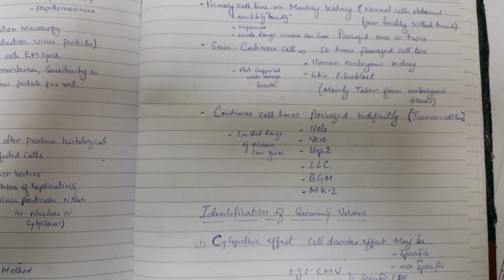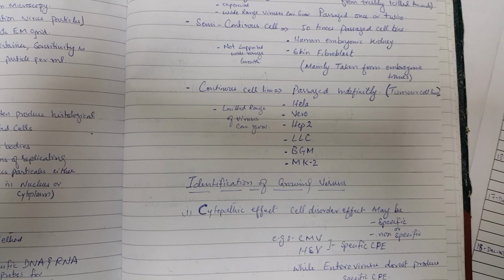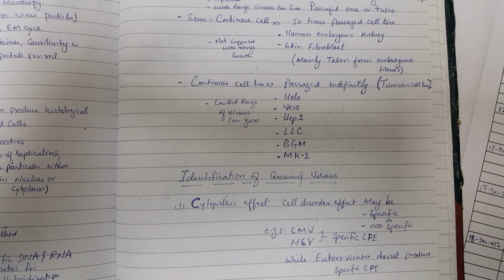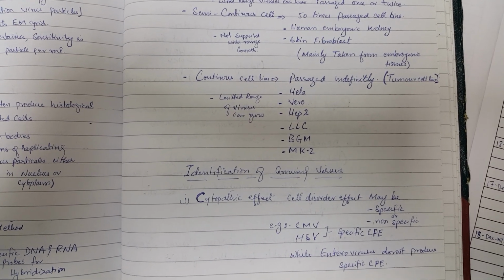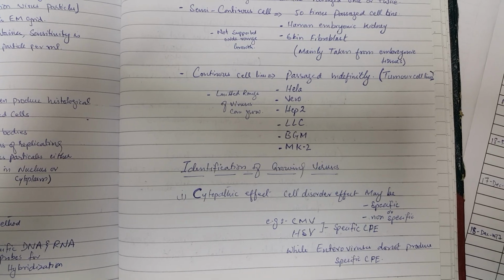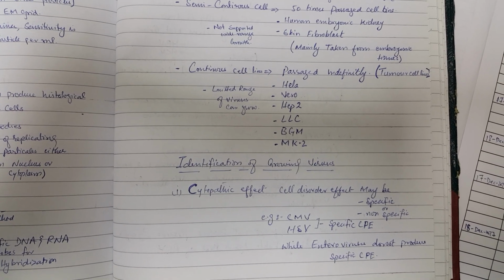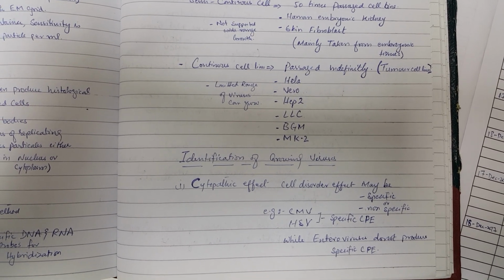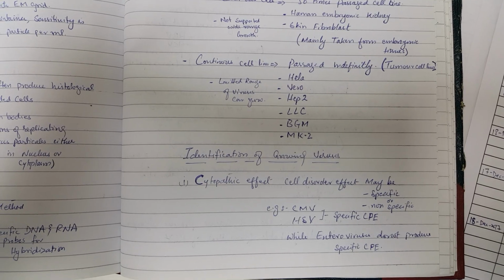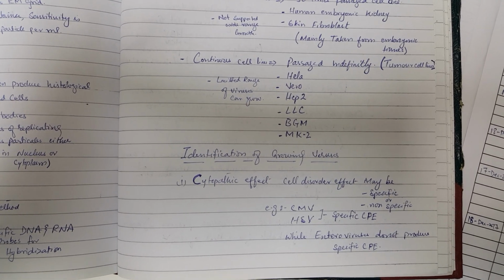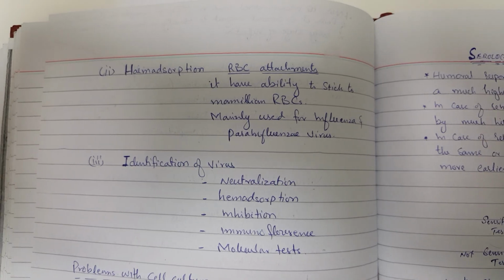Identification of growing viruses can be done by the cytopathic effect, and the cell disorder effect may be specific or non-specific. In cytomegaloviruses and herpes simplex viruses, the specific cytopathic effect is observed, while enteroviruses do not produce a cytopathic effect.